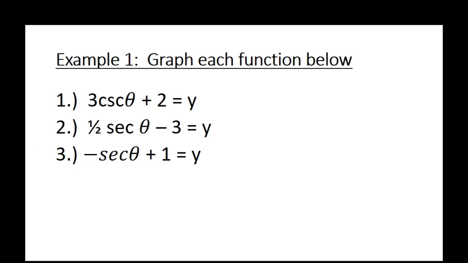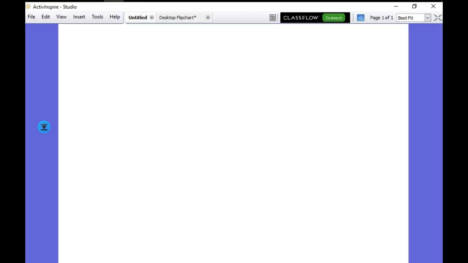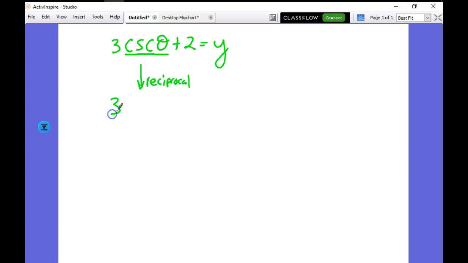All right, so 3 cosecant theta plus 2. Okay. So first of all, we're going to graph the reciprocal of cosecant first. So what's the reciprocal of cosecant? You guys forgot. It's sine. Okay. So we're going to graph the sine wave really quick.